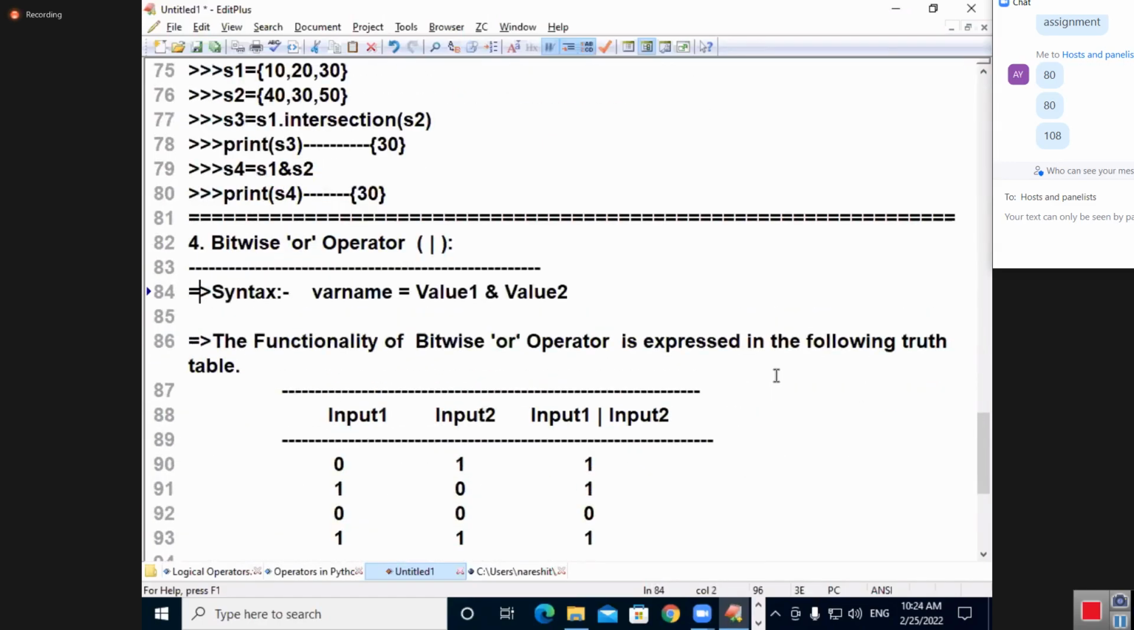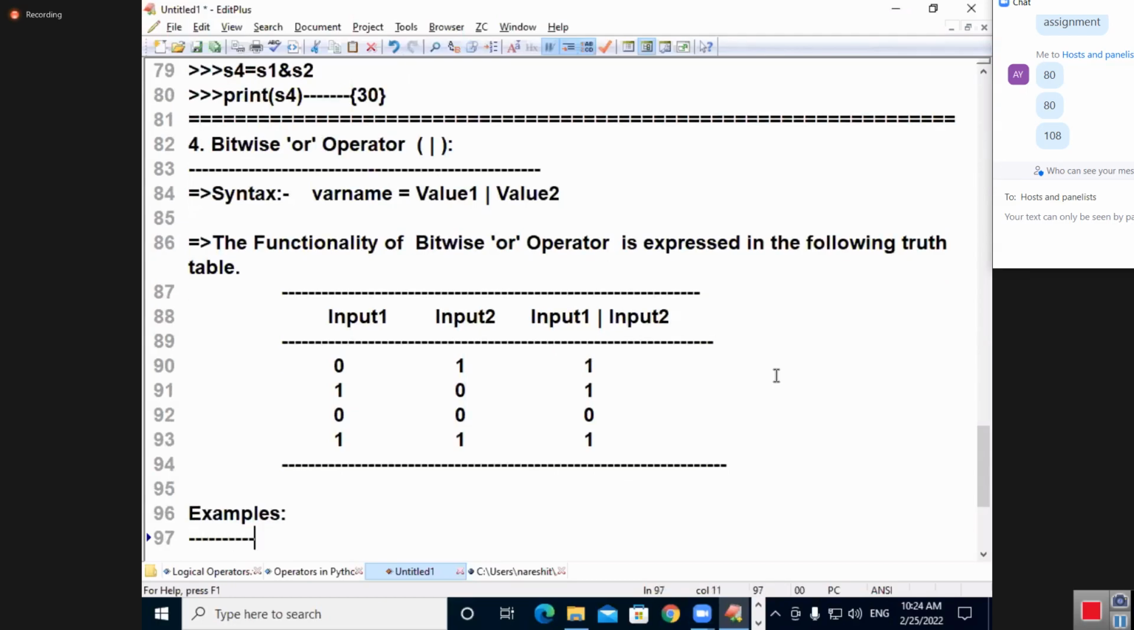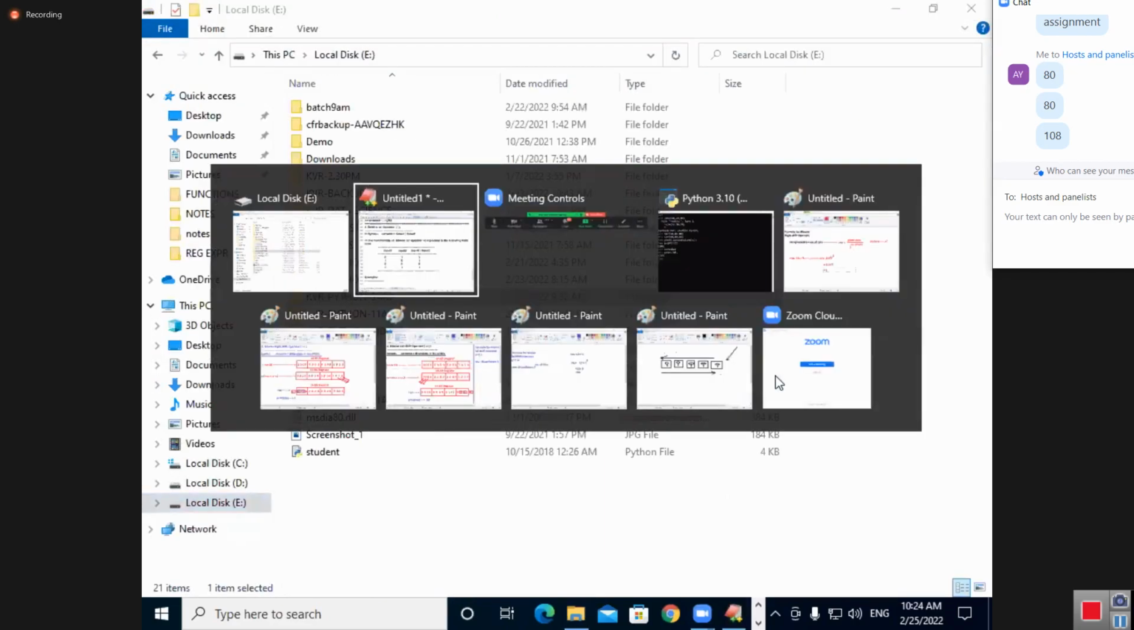This is called what, ma? OR. Truth table, you know. Example part, I will go for it. Example part, I will consider. Let us come to this point here.